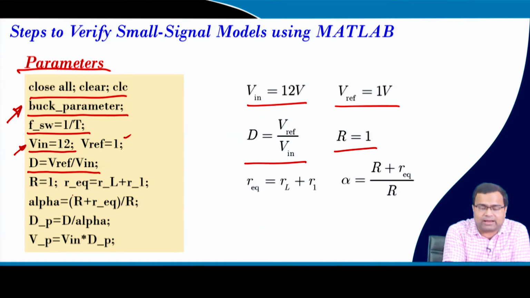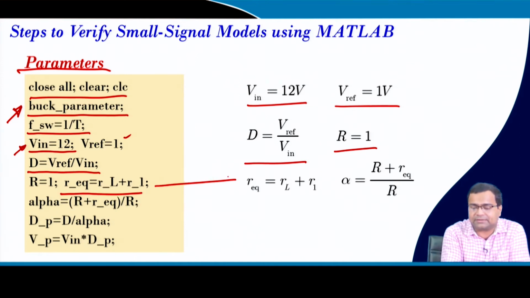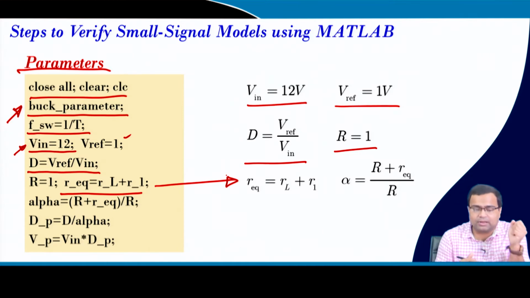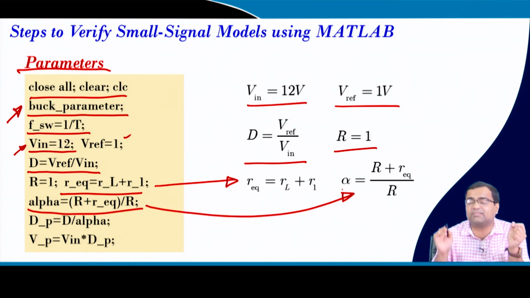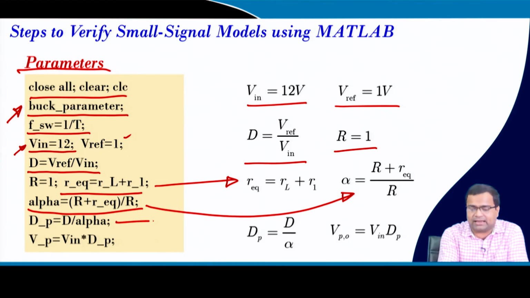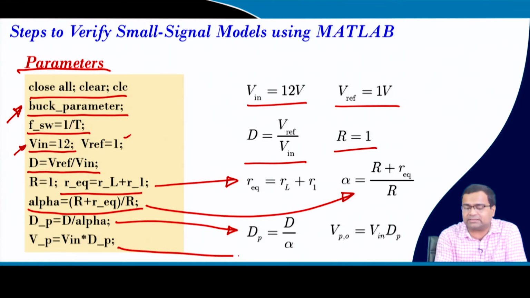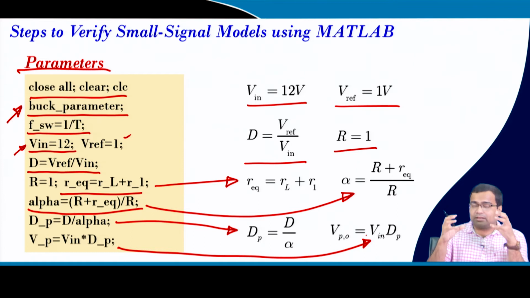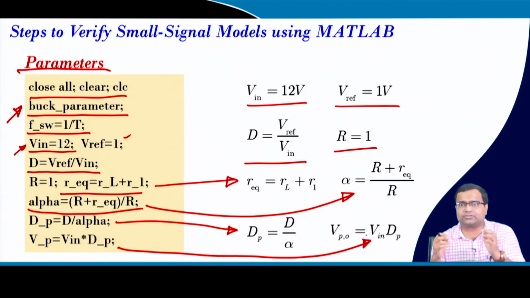Then this R equivalent, you can see it is here. It is nothing but the sum of DCR plus RDS1, and this alpha, where it is written here. Next, what is the practical duty ratio? The practical duty ratio is D by alpha. The ideal steady state voltage should be D into Vin, but there are parasitic drops due to the DCR of the inductor and the RDS1 of the switch.